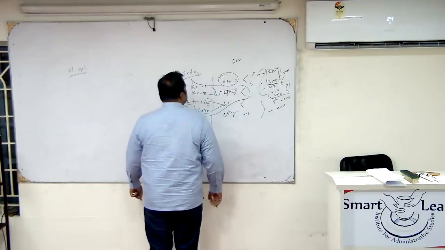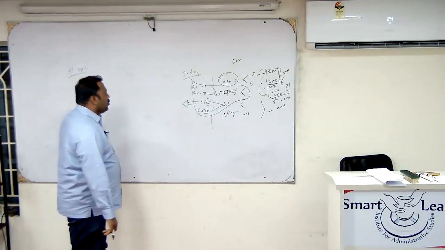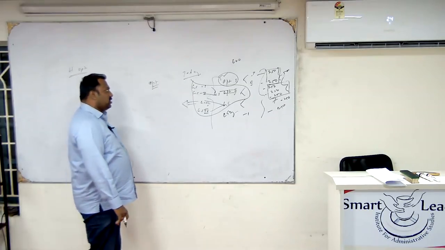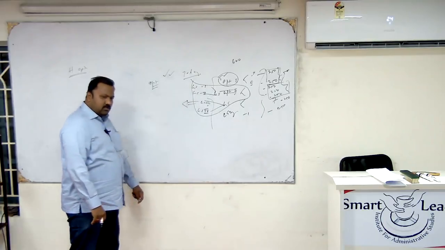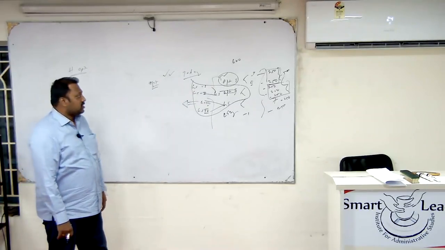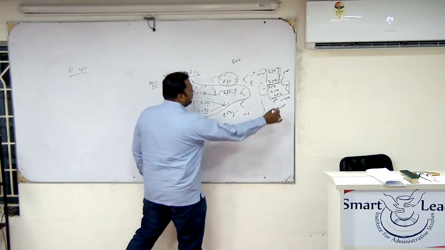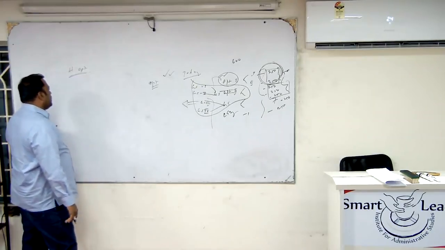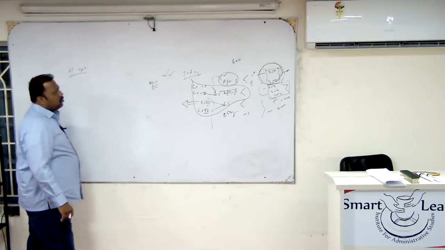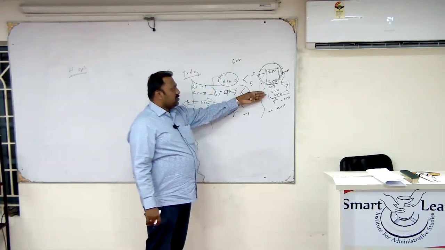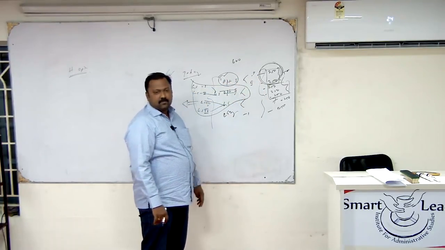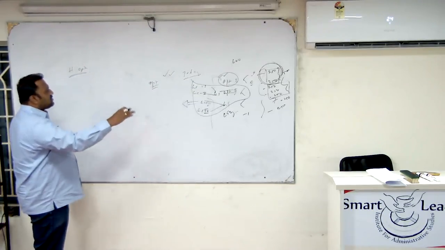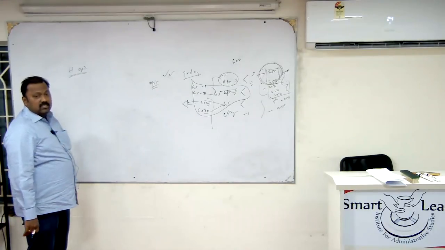In the past, mains preparation was more oriented towards optionals. If you were strong in your optional, there was more possibility that you would end up getting into service. Today also the optional plays a very crucial role, no doubt about it, but you have to know how much role it plays. Of the total 7 papers, 2 papers contribute to the optional, 4 papers to GS, and 1 paper to the essay. You understand this. Now what I am telling is, among this, why we have to choose history as an optional.